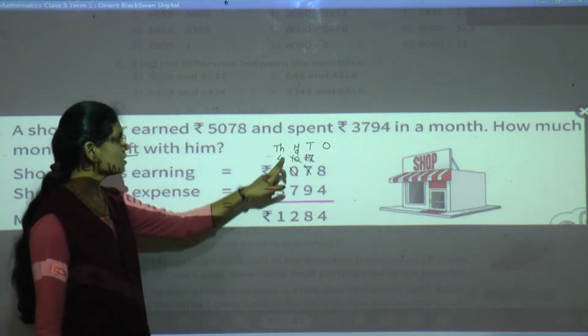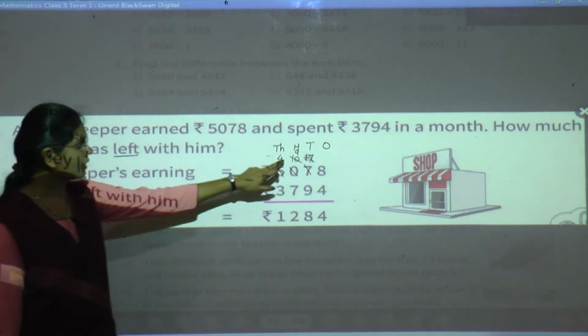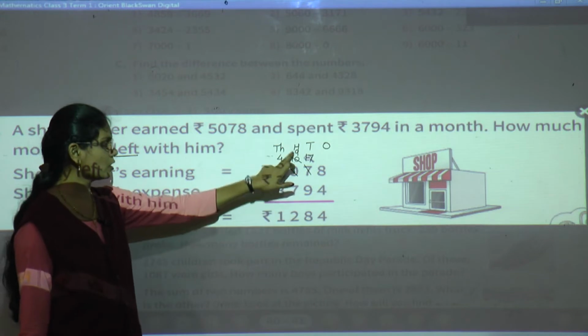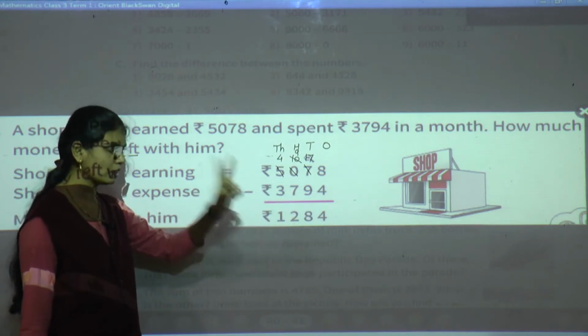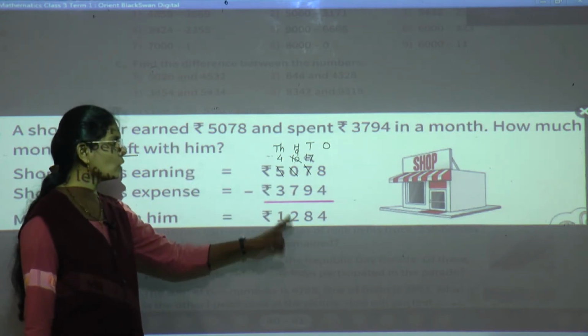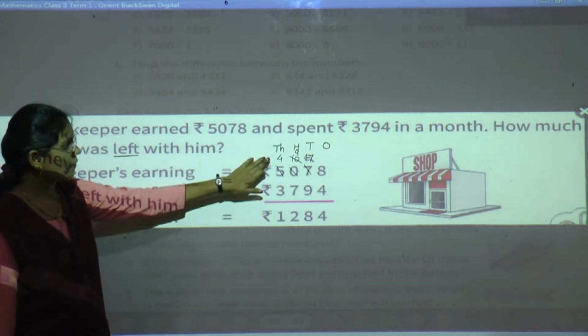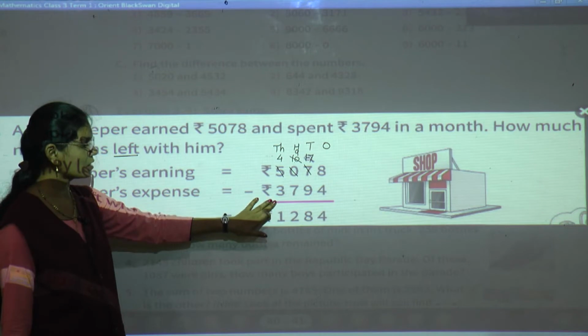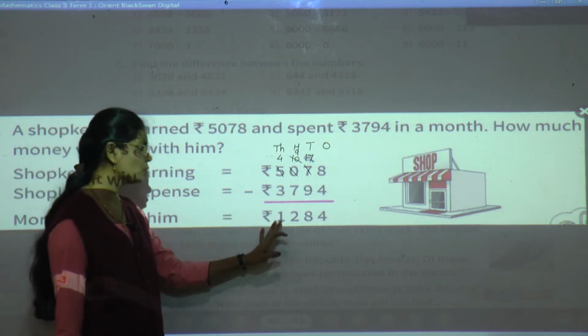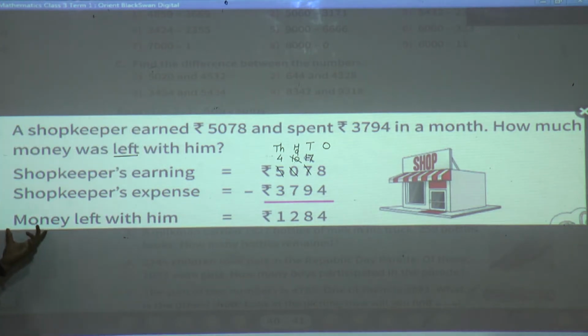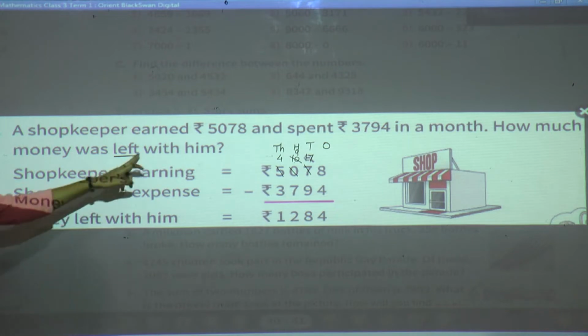Okay. See the hundreds place now. Here 9 is there, here 7 is there. So 9 minus 7, we will get 2. So we will write 2 at the hundreds place. See the thousands place. Here 4 is there, here 3 is there. 4 minus 3, very easy. 4 minus 3 is equal to 1. So how much money is left with him?